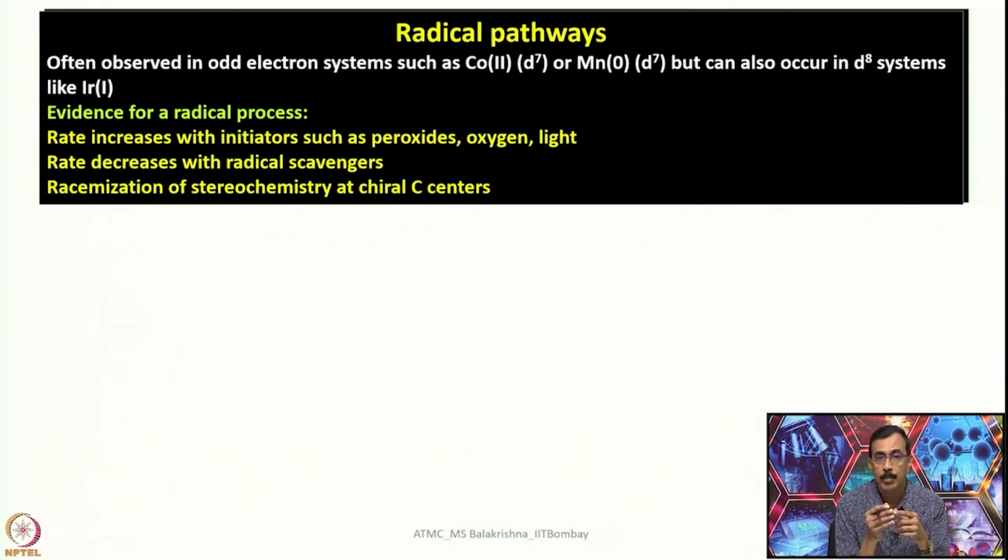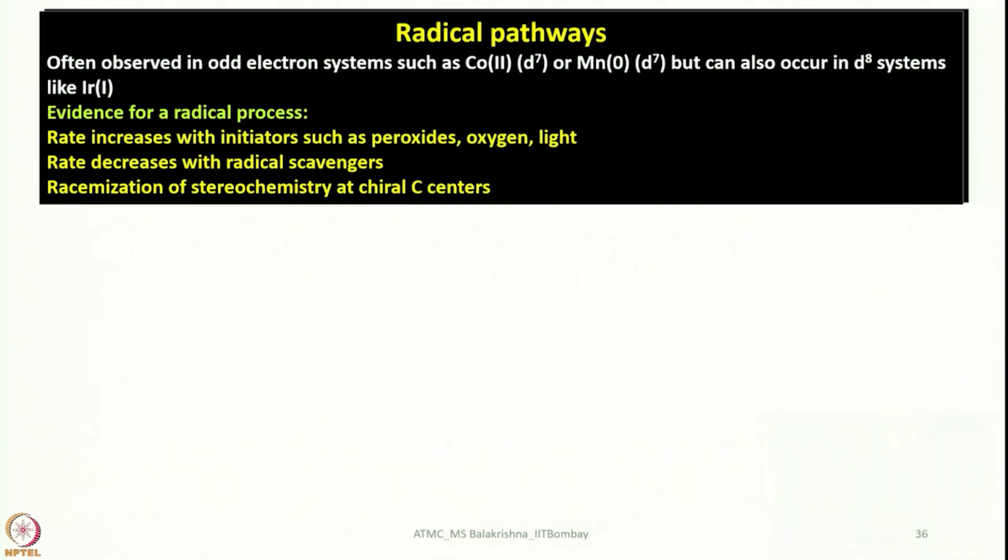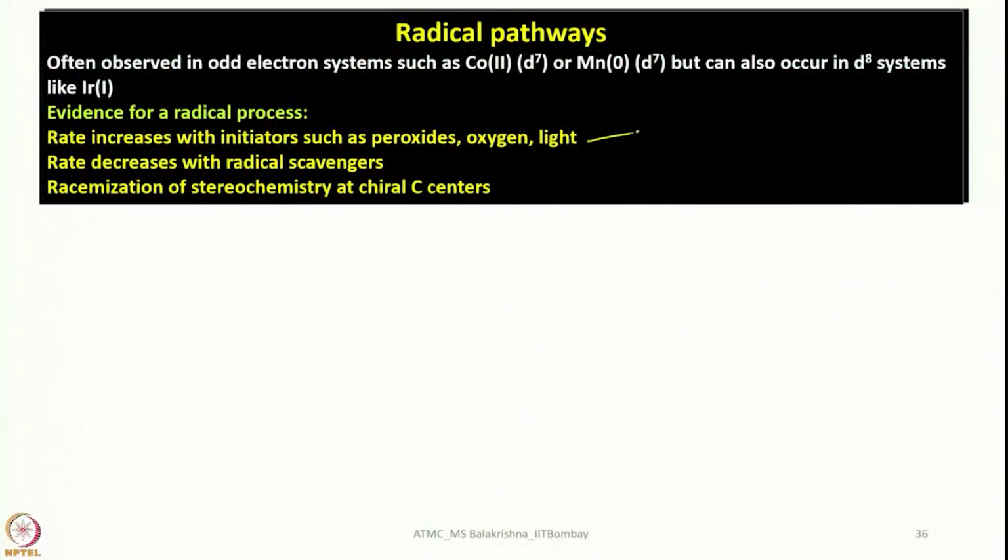So between radical and nucleophilic addition we have to follow certain tests. If the reaction shows ambiguity about the pathway that is followed, we have to do the following experiments. We have to see whether the rate increases with initiators such as peroxides, oxygen or light, and if we add radical scavengers then the rate should decrease.